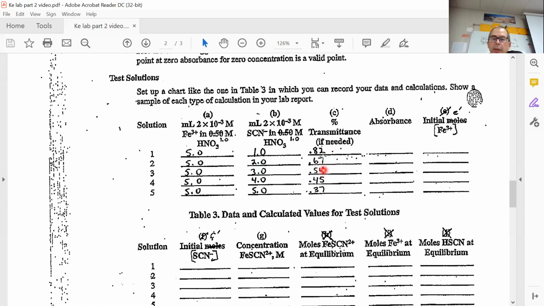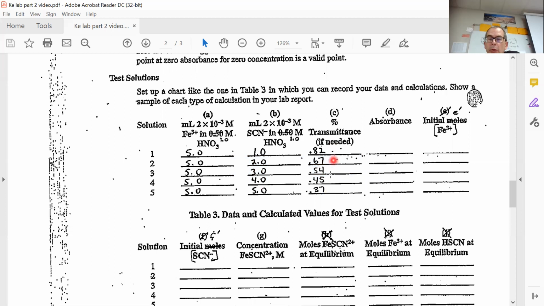So notice there's a lot of black dots all over the place, but this is just a decimal, 0.82, 0.67, and so on. I think you can distinguish that. Notice transmittance got less or absorbance increased as there became more SCN- while the Fe+3 stayed constant, which makes sense. Increased reactant, increased the product, making the transmittance less or the absorbance more.